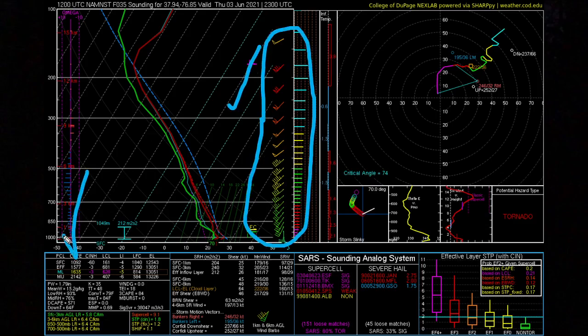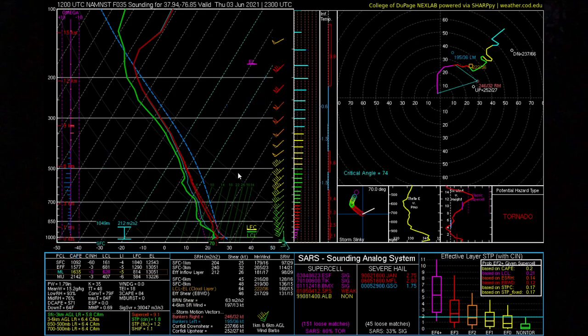Now, CAPE is relatively limited here. However, we're going to be looking at more parameters to see if this will work. I'd say CAPE is not really great for this event, specifically in the area that I took the sounding. Now, as we saw in the slideshow, there were areas in this risk for tomorrow that did exceed 2,000 joules per kilogram. So in those areas, you guys won't have a problem seeing very strong thunderstorms.